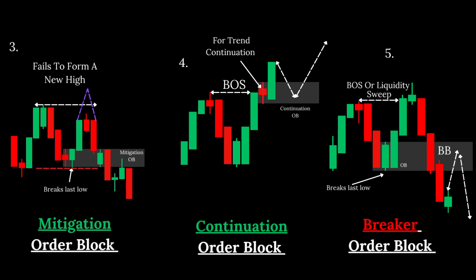Next, there are four steps which I personally use in identifying high-probability order blocks from our backtest discovery.